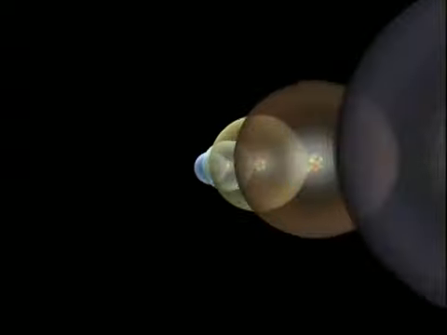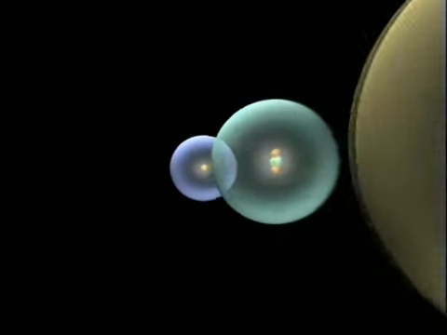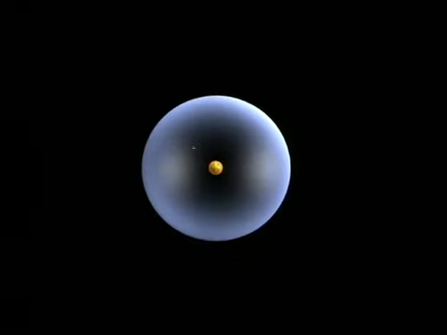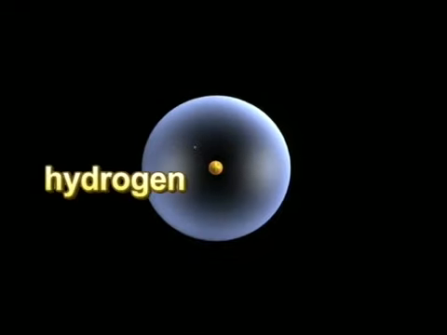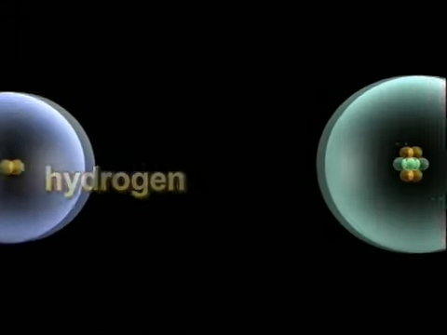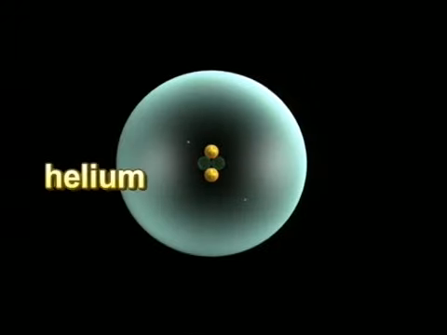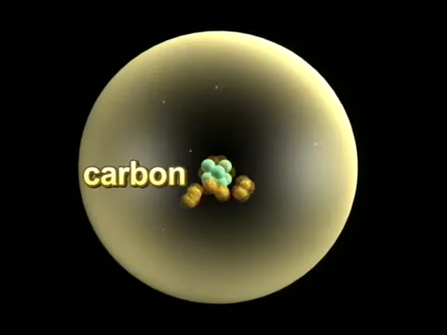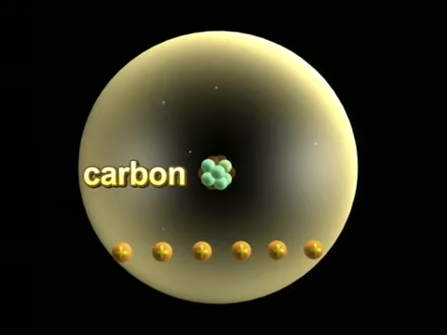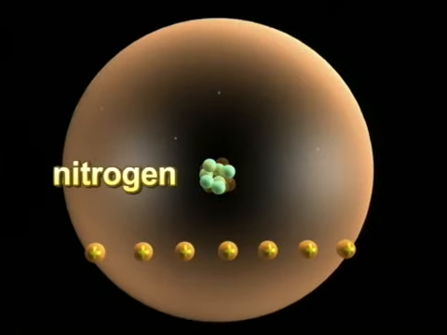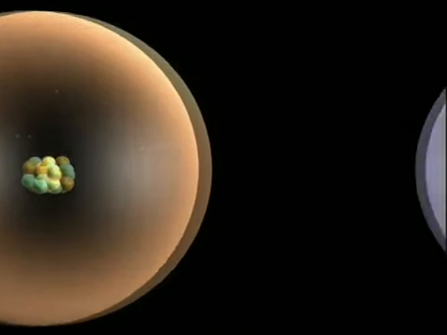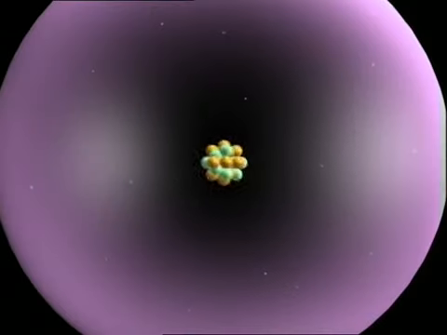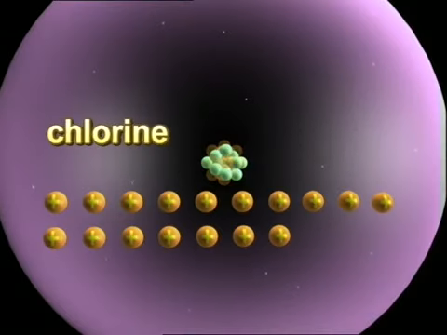The number of protons inside an atom can be used to ascertain what kind of atom it is. When there is only one proton inside the atom, it must be a hydrogen atom. When there are 2, it must then be helium, and so on and so forth. If it has 6 protons, it is a carbon atom. With 7, it is nitrogen. With 8, it is oxygen. And with 17, it is chlorine.